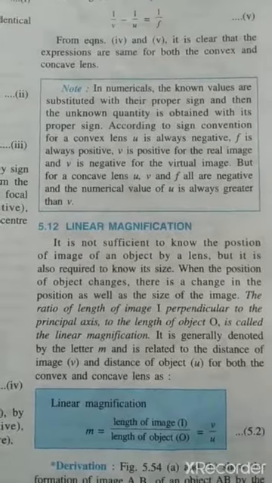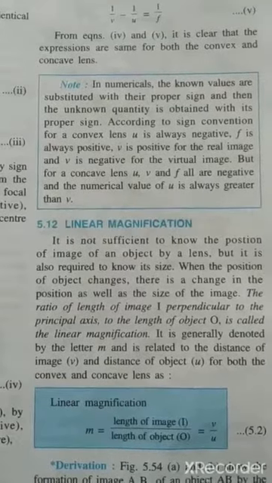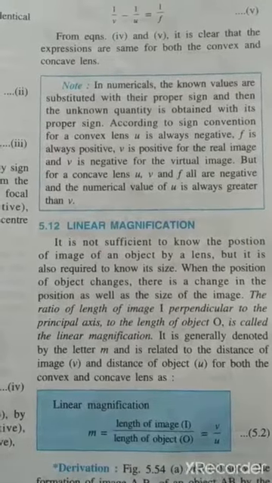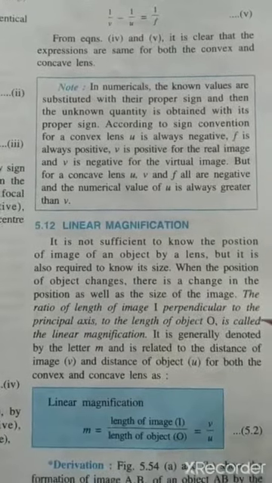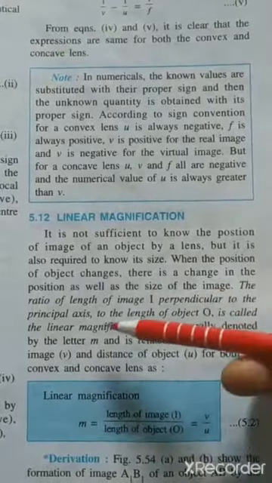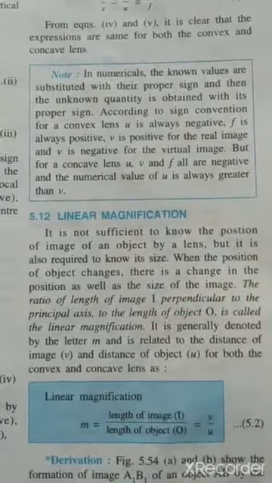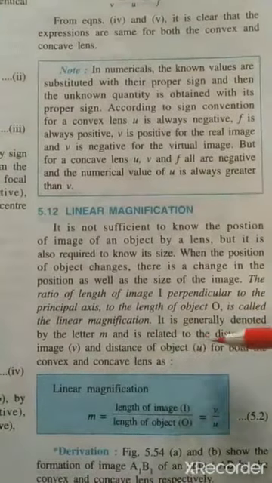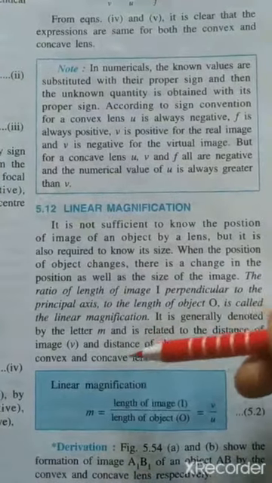So magnification means, in comparison to the size of the object, what will be the size of the image after refraction through a lens. So this is what magnification tells us. Clear? So the ratio of the length of the image I perpendicular to the principal axis to the length of the object O is called the linear magnification. It is represented by small m, and it is related to the distance of the image and the distance of the object for both convex and concave lens.